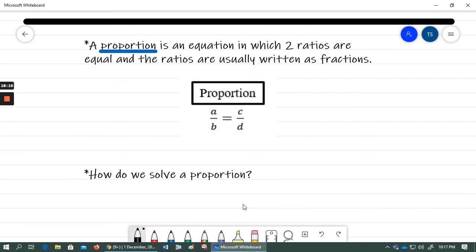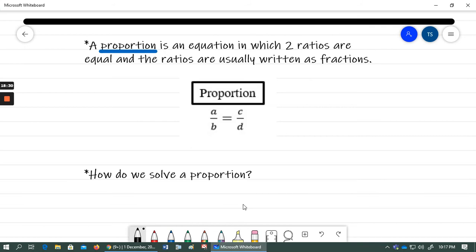So guys, I got a question for you. How do we solve a proportion? That's a good question, isn't it, y'all? I know it is, right? Alright, so how do we solve a proportion?